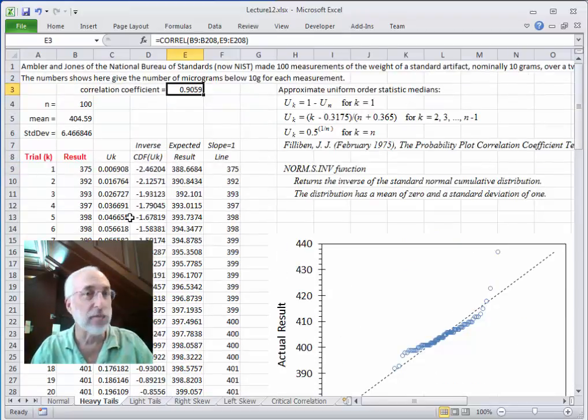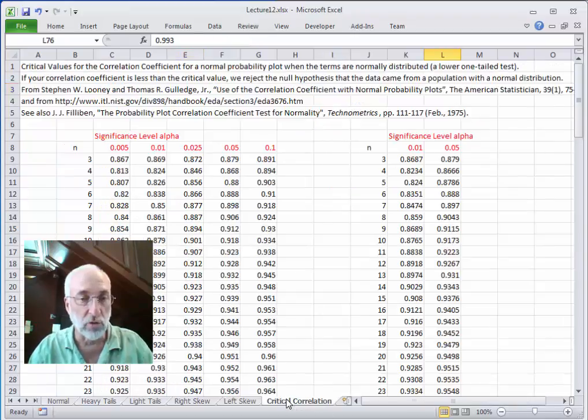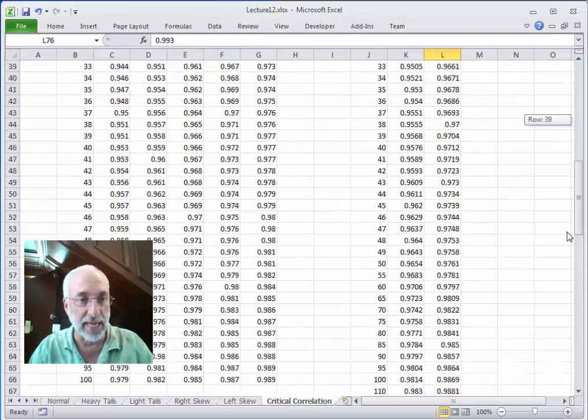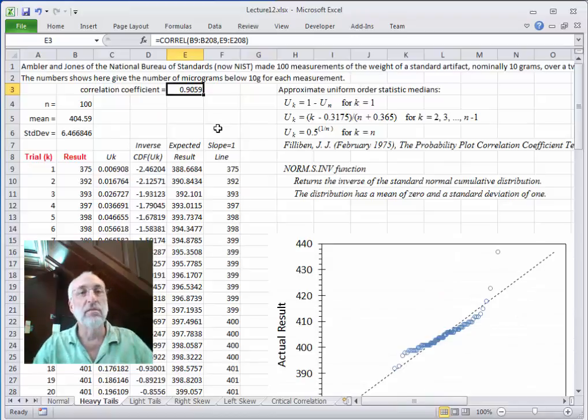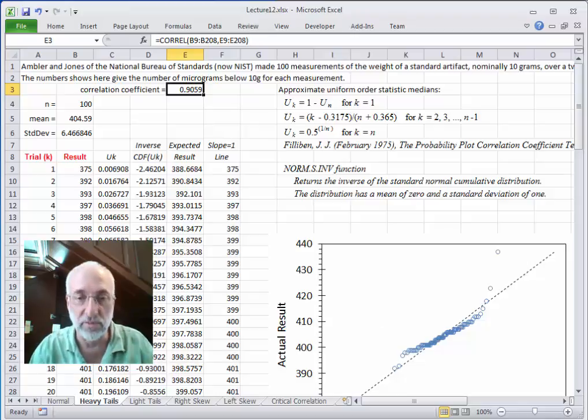I could test the correlation coefficient. Notice the correlation coefficient is quite a bit lower than it was last time, 0.906. If I go to the critical correlation numbers and I go down to n equal to 100, you see that for all of the different significance levels, all the correlation coefficients are much bigger than 0.90. So we can reject the null hypothesis that this data is normally distributed. And you can see it's from the heavy tails.